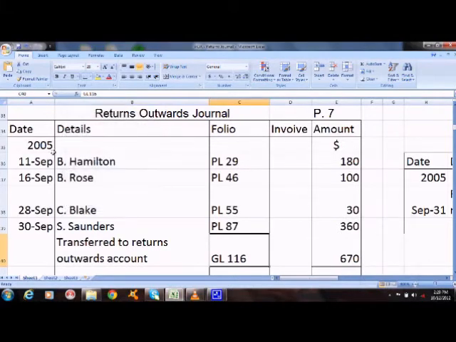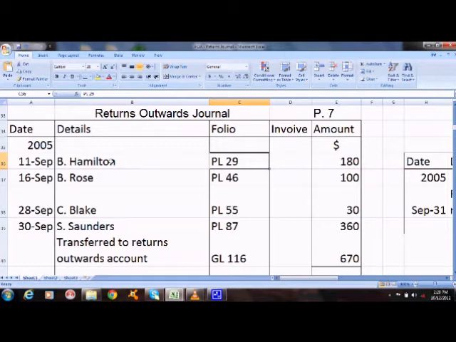So we're looking at the returns outwards journal. Based on this question, it would say that we purchased some goods from B Hamilton and are returning them. So these are persons who we purchased goods from and we're now returning to. B Hamilton, September 11, 2005, $180. We purchased, and we are returning $180 amount of goods to him.